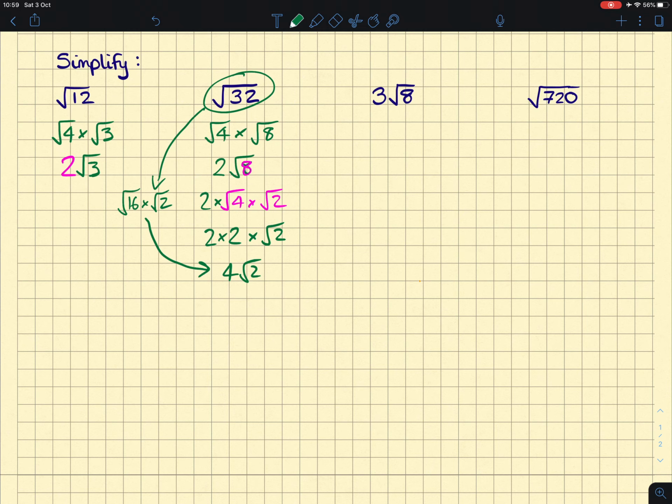Next one, you might have a surd that already has a number out front. Nothing changes there. We're looking at what 8 can be divided by that has a nice square root. So again, we have a root 4 times root 2 giving us a 2 root 2. But of course, we've still got that 3 at the front, which will then multiply with our 2 to give our final answer of 6 root 2. And then lastly, root 720.